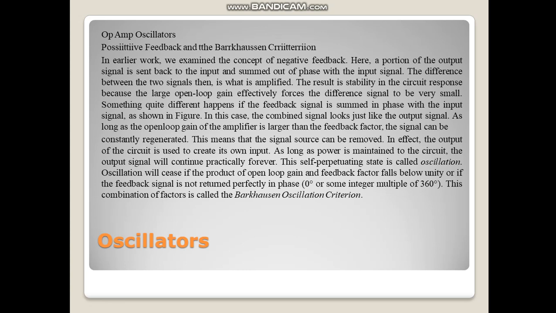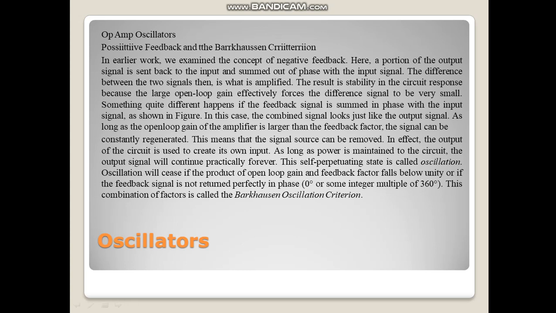Op-amp basic oscillators use positive feedback and the Barkhausen criteria. In earlier work, we examined the concept of negative feedback for the comparators and for the instrumentation amplifiers. Here a portion of the output signal is sent back to the input and summed out of phase with the input signal. The difference between the two signals is then what is amplified.